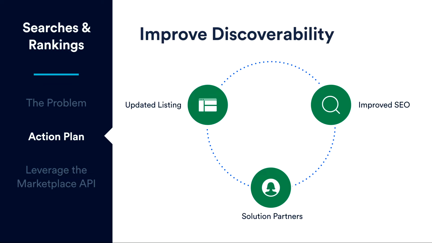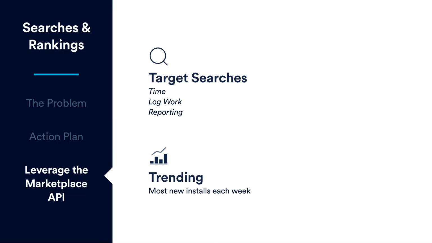You've worked on improving your SEO for your listing. Atlassian published an article about their search and rankings algorithms, and so you can look at those and make sure that your app's optimized for those. And you might be working with solution partners or other strategic partners to get your app out a little more. So you have a great plan in place, but it's important to evaluate if this plan is working. And this is where you can leverage the Marketplace API.